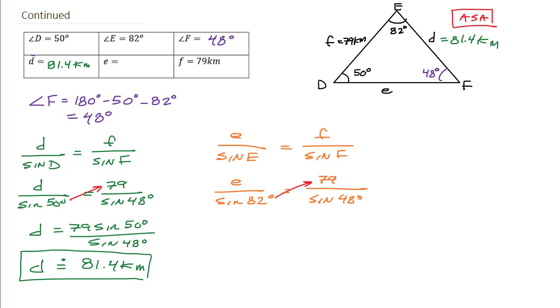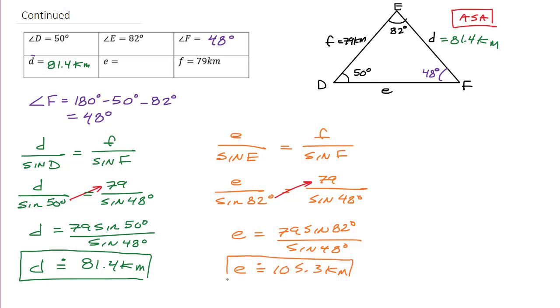Just multiply both sides by sine of 82. 79 times sine of 82 divided by sine of 48. Punch it on your calculator. Make sure it's on degrees, not radians. And I get approximately 105.3 kilometers. There you go, sine law.